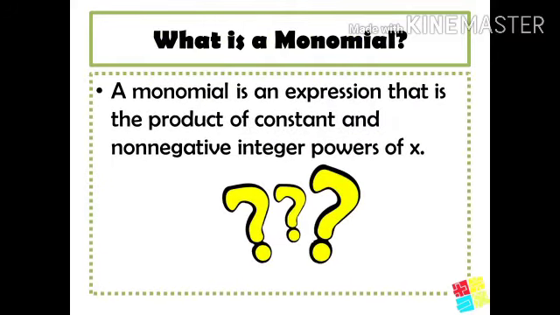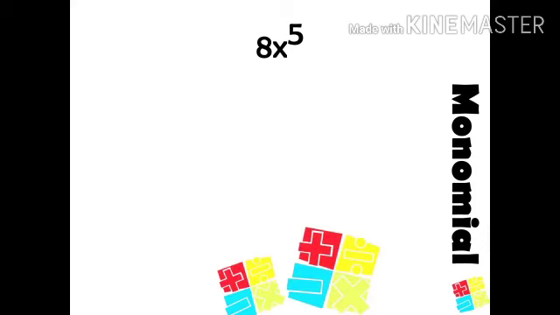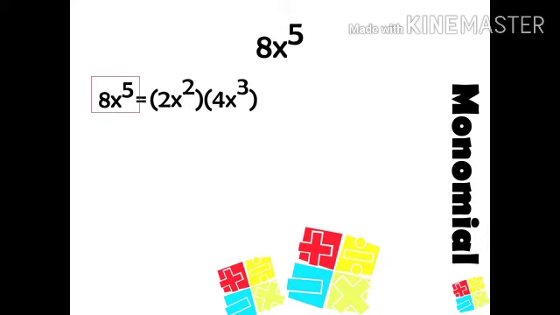A monomial is an expression that is the product of a constant and non-negative integer powers of x. An example of a monomial is 8x raised to 5. These are the several factors which are simpler objects but of the same kind. We have here 2x squared, quantity 4x cubed, which is the same kind as the original, which is 8x raised to 5. What we do here is we multiply the coefficients with the same variable, then add the exponents.